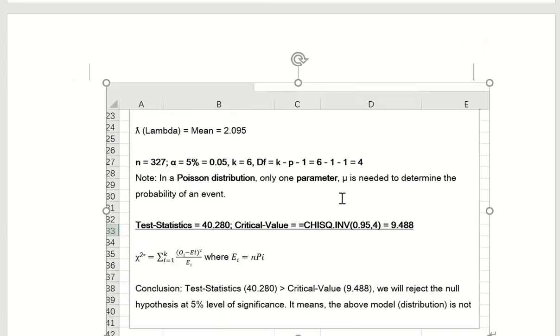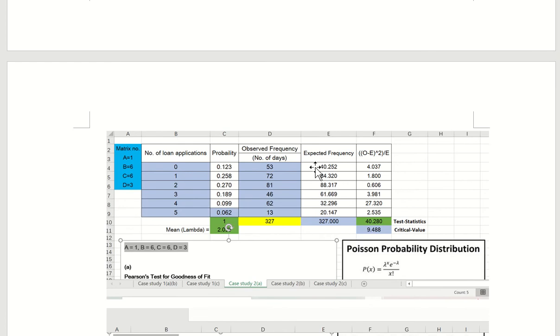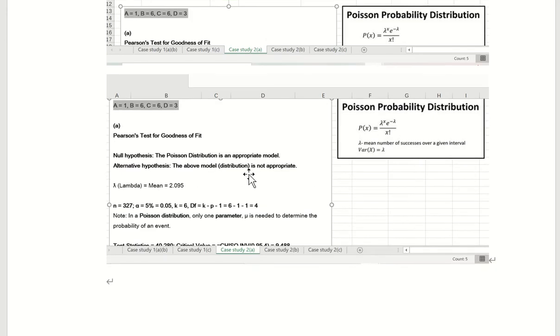So here comes the conclusion. Since the test statistic is bigger than the critical value, we will reject the null hypothesis, and the model above is not appropriate.